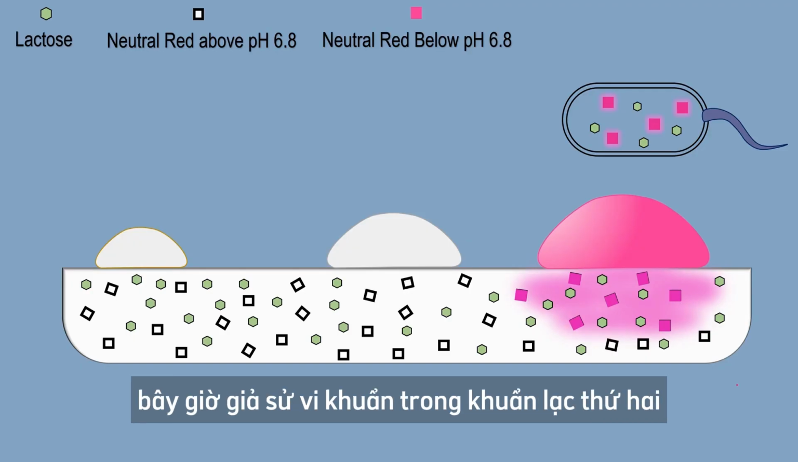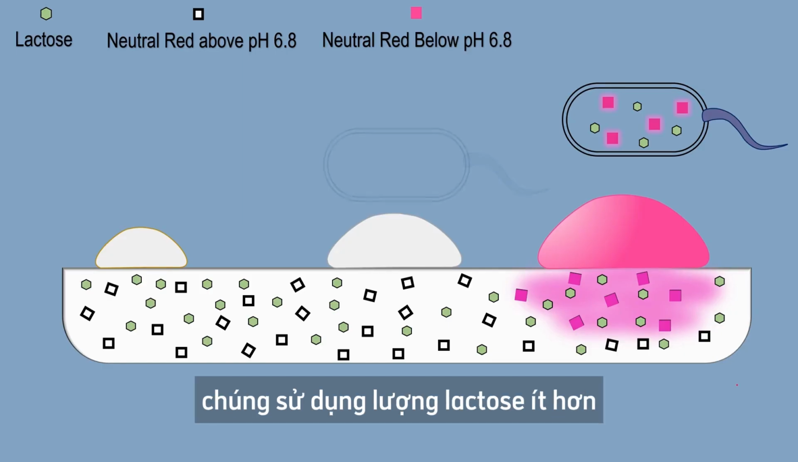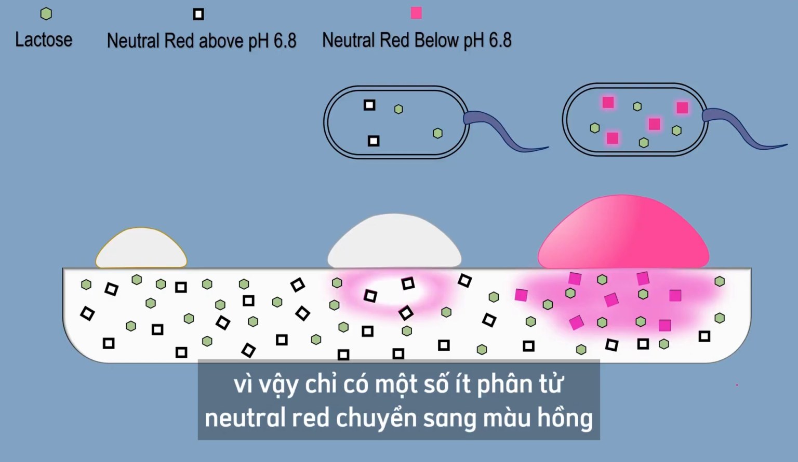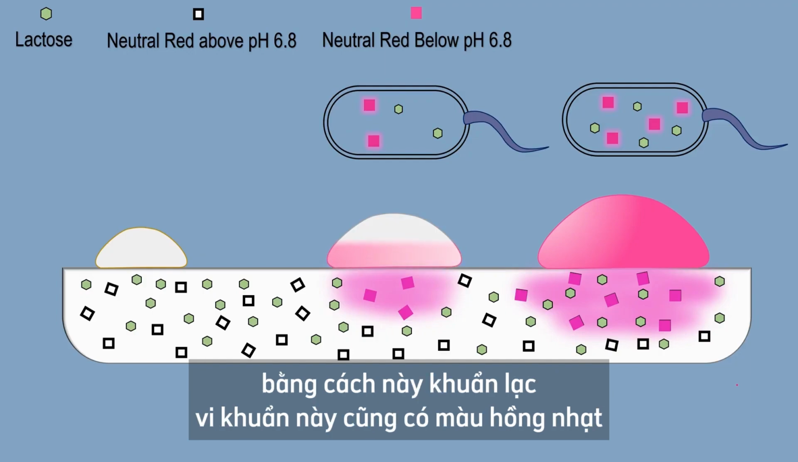colonies. Now suppose the bacteria present in the second bacterial colony utilize a lesser amount of lactose. So during the lactose fermentation, acid production will be less. Therefore, very few neutral red molecules get pink colored. In this way, this bacterial colony also has a pinkish appearance.